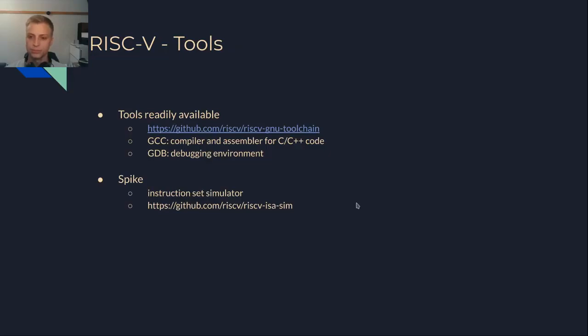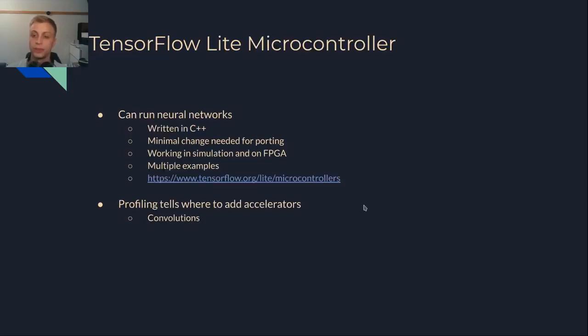I also used TensorFlow Lite for Microcontrollers because this can run neural networks, and it's written in C++. It needs minimal change for porting to another system, such as my system on chip. I have it working in simulation and on FPGA, running a neural network from TensorFlow Lite on my system. There are multiple examples for it, and it's also freely available to use.